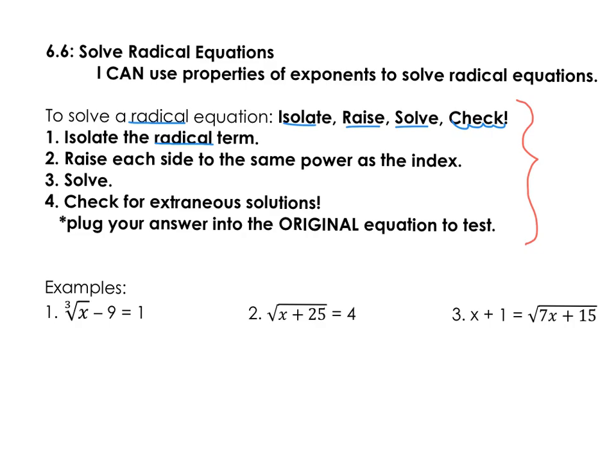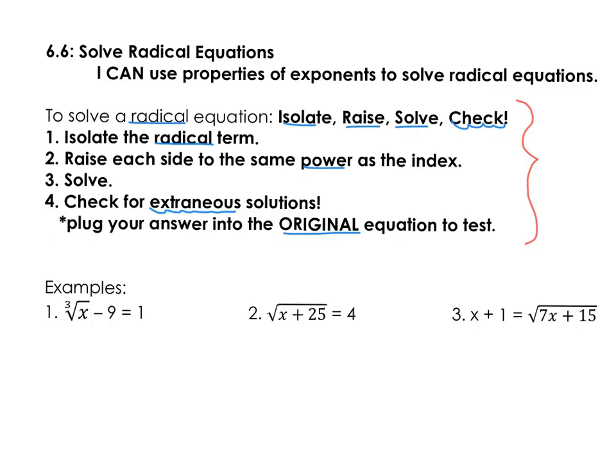Then we raise each side to the same power so that they cancel out. Solve what's left over, and we have to check for what's called extraneous solutions again. We have to plug our answers back into the original equation to test. And here's what we're looking for.